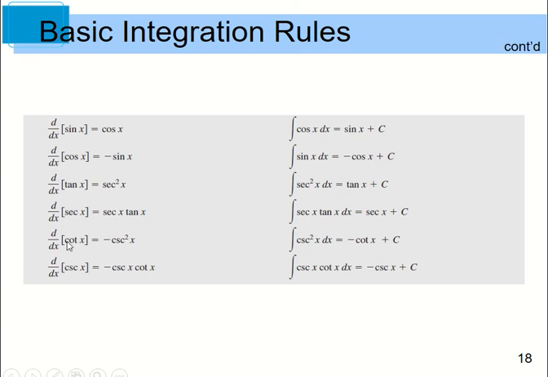And differentiate cotangent x, we get negative cosecant squared x. Integrate cosecant squared x, we get negative cotangent x. So since this is negative, when we integrate something without the negative, it will be a negative for the antiderivative. When we differentiate cosecant x, we get negative cosecant x cotangent x. So when we integrate cosecant x cotangent x, we get negative cosecant x plus c.